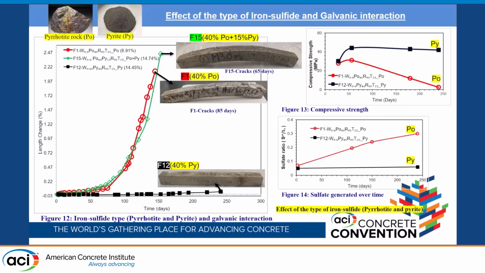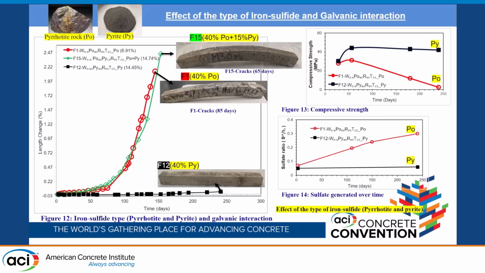Two other parameters, compressive strength and sulfate generated over time, were also determined, and they showed good correlation with the expansion. Here pyrrhotite, specimen F1, showed the highest expansion, and it also showed the highest decline of compressive strength, and this pyrrhotite specimen showed the highest sulfate generation over time.